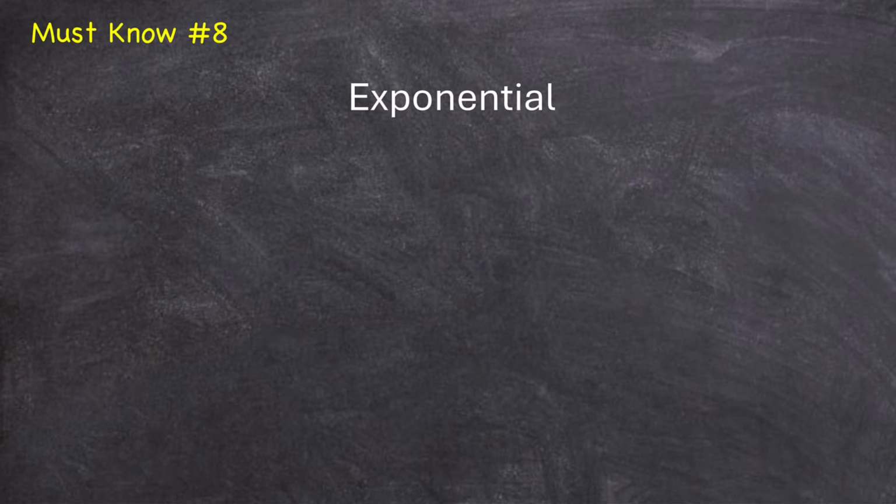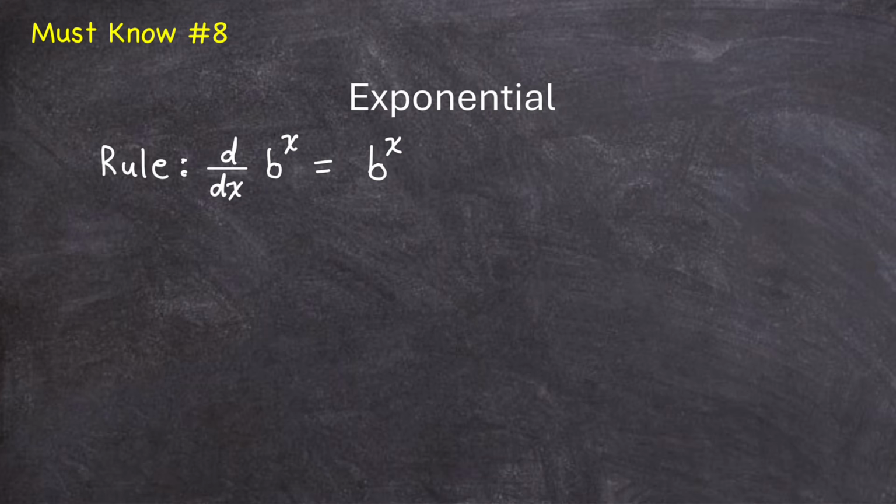Must know derivative rule number 8, exponential functions. For this rule, if you're finding the derivative of any exponential function, let's call it b to the x, where b is any real number greater than 0, and x is our variable, which is in the exponent, which is what makes this an exponential function. When differentiating this, you actually keep the exponential function exactly as it is, b to the x, then that has to be multiplied by the natural logarithm of the base of the power.